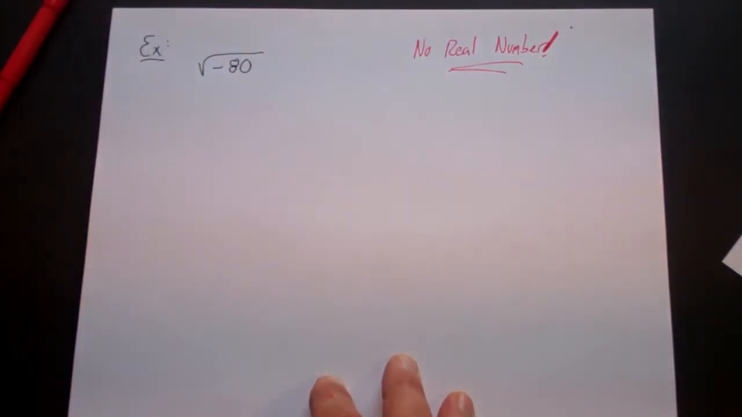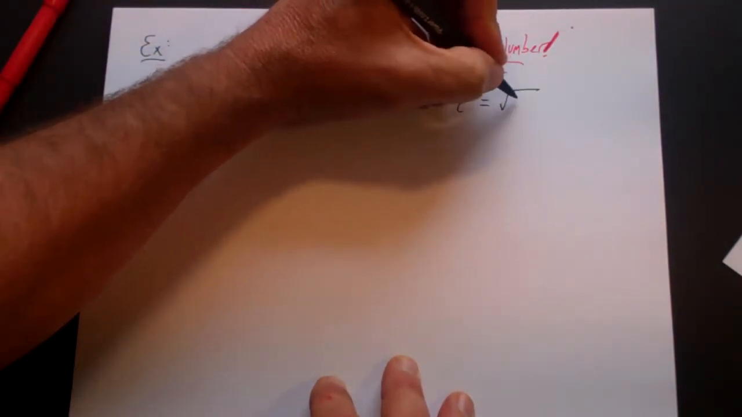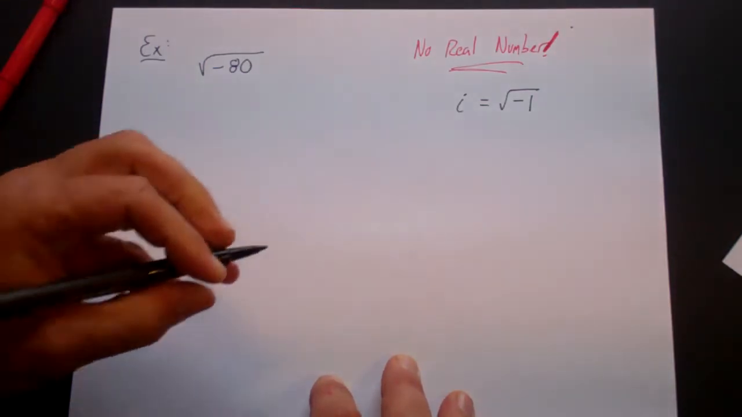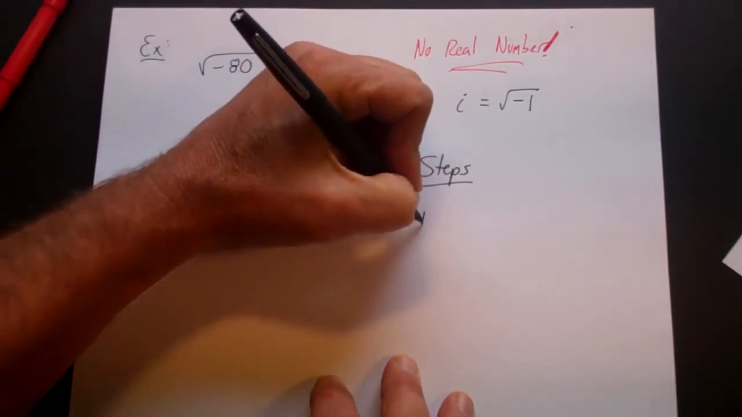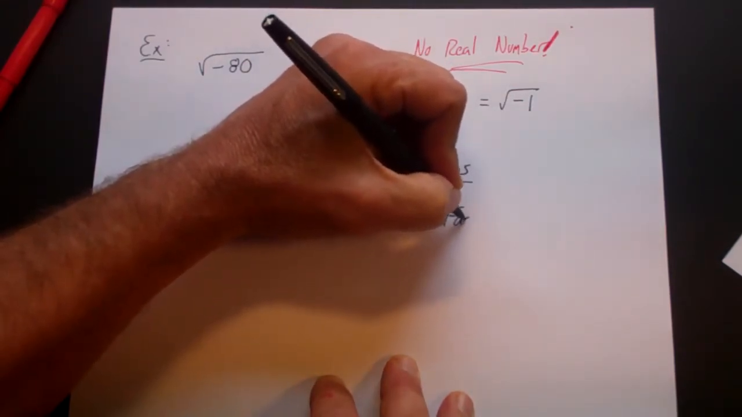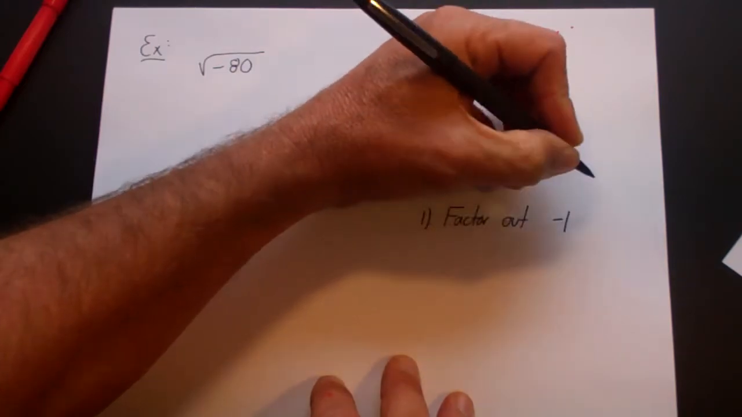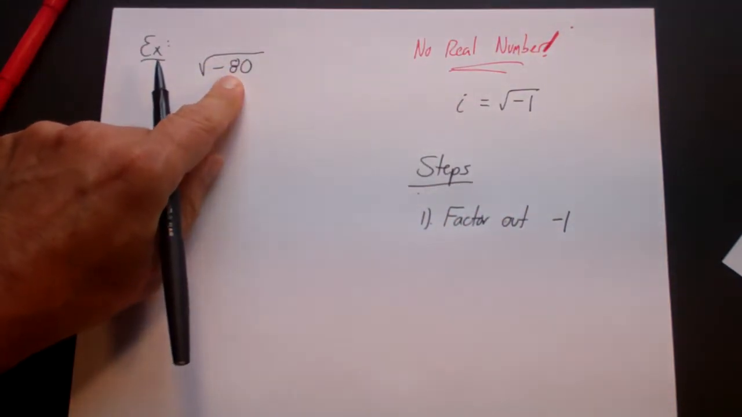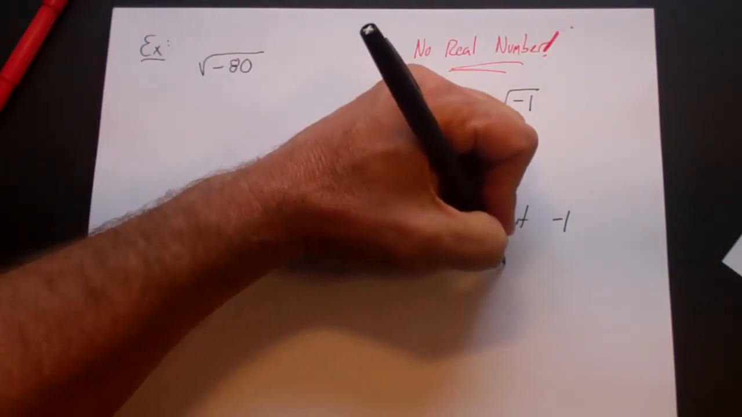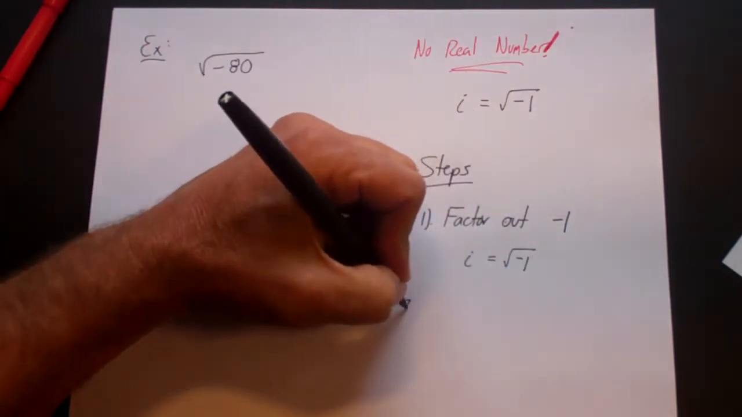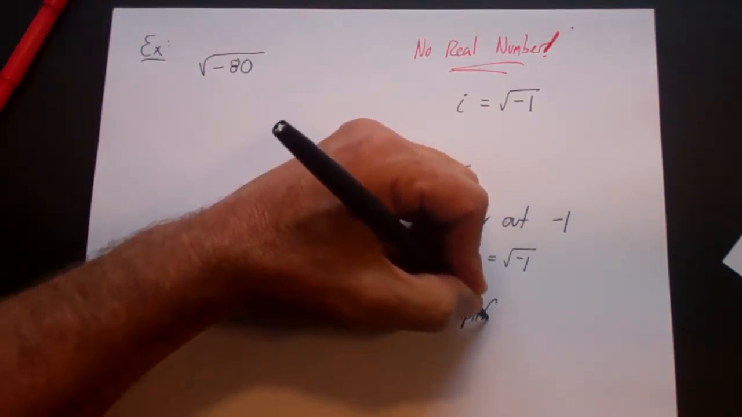But we're going to use complex numbers, and the rule that we're going to use is that i is defined to be the square root of minus 1. So to simplify using i, there's only going to be two steps. The first step is we're going to factor out a minus 1 from the number underneath the square root. Or another way to think of that, factor out an i, which is equal to the square root of minus 1. And the second part is we're just going to simplify the rest of the root.